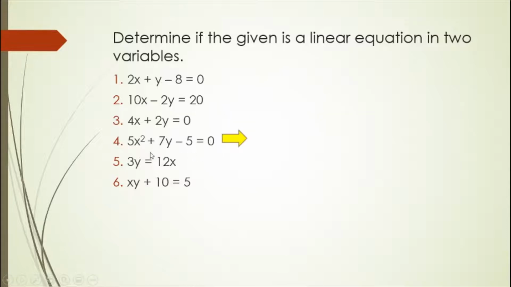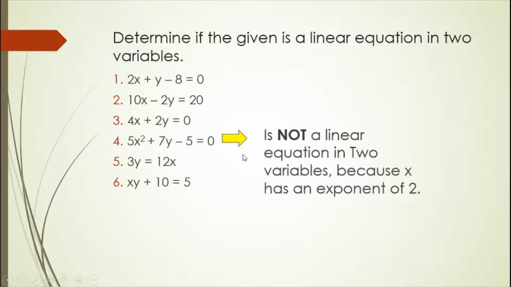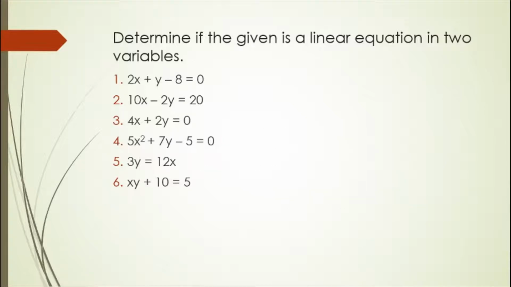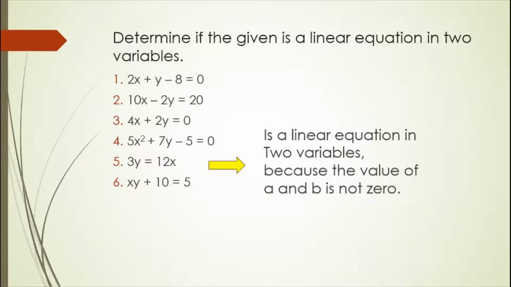Number 4, 5x squared plus 7y minus 5 equals to 0. Is that a linear equation in two variables? Hindi. Dahil mapapansin natin that there is an exponent of 2 on x. How about number 5? 3y equals to 12x. Linear equation ba ito? Yes. This is a linear equation in two variables. Again, because the value of a and b is not equal to 0.